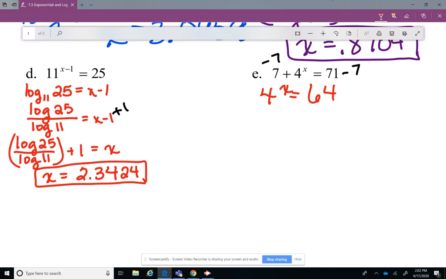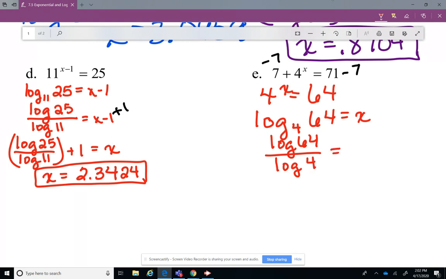Now, step 2, rewrite the equation in logarithmic form. So, log base 4 of 64 equals x. Now, use the change of base formula to convert the log. All right, log 64 over log 4 equals x.